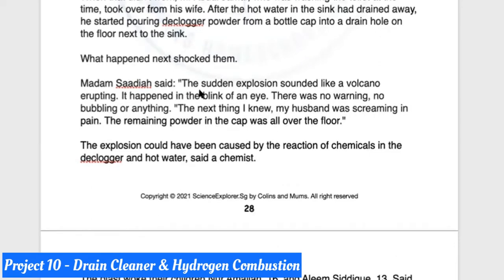There was a sudden explosion, sounding like a volcano erupting. It happened in a blink of an eye. There was no warning, no bubbling or anything. The next thing I knew, my husband was screaming in pain. The remaining powder in the cap was all over the floor. The explosion could have been caused by the reaction of chemicals in the declogger and hot water, said the chemist.